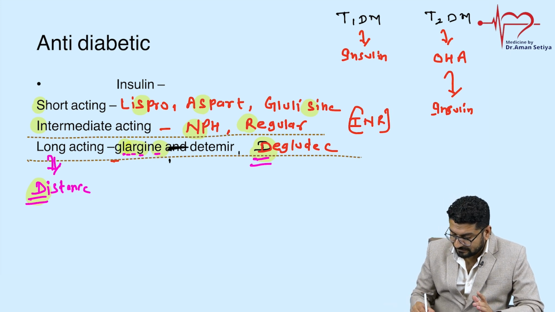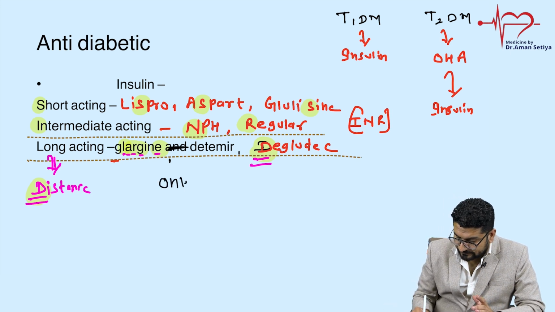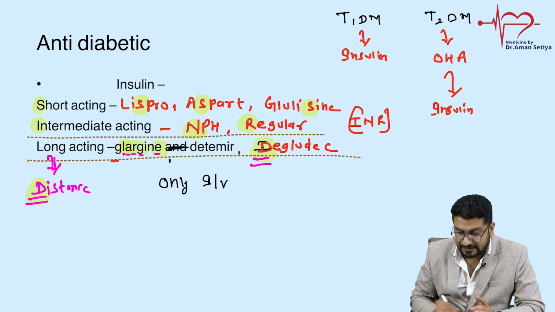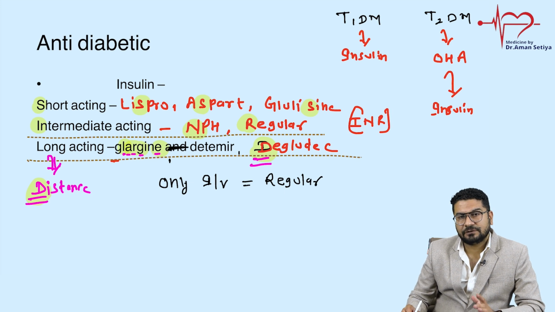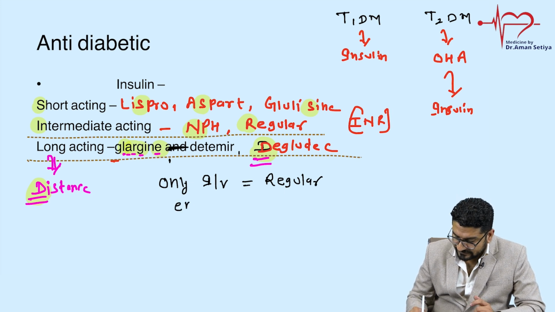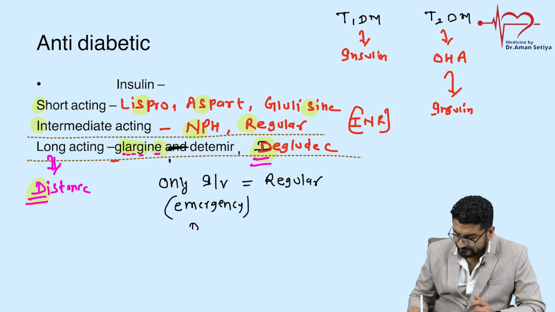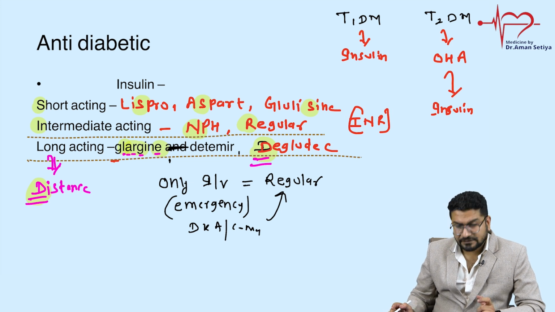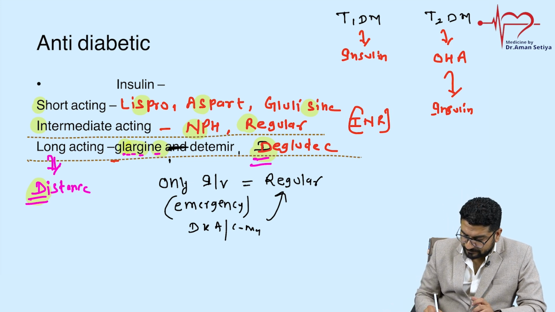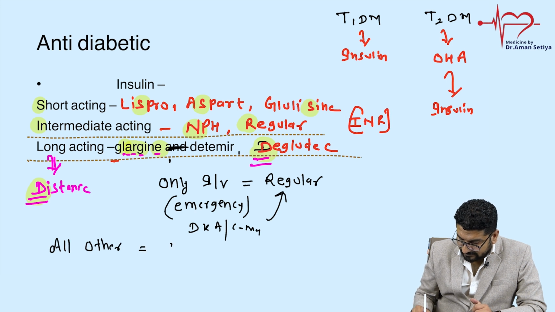Out of this, remember, the only insulin which we can give IV is the regular insulin. So they can ask you which insulin we give in emergency, like in coma, in DKA. You will give regular insulin. Very, very important. Otherwise, all other insulins we give by subcutaneous route.